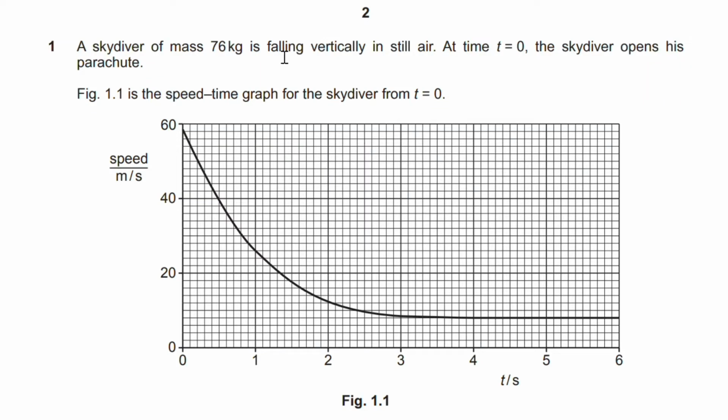A skydiver of mass 76 kg is falling vertically in still air. At time t equals 0, the skydiver opens his parachute. Figure 1.1 is the speed time graph for the skydiver from t equals 0. You can see speed is on the y-axis, time is given on the x-axis. So this is the speed time graph.